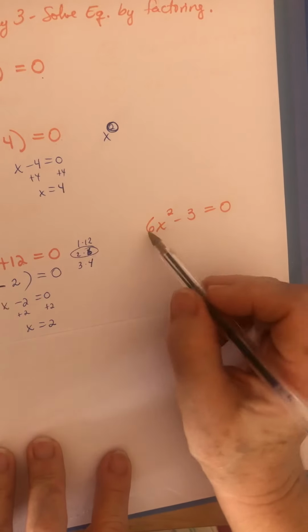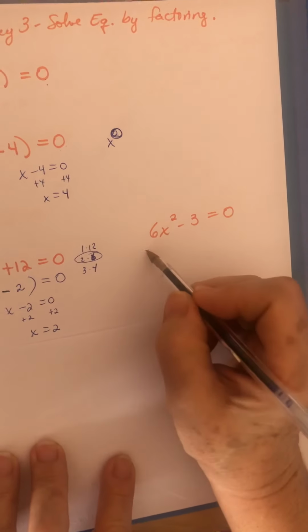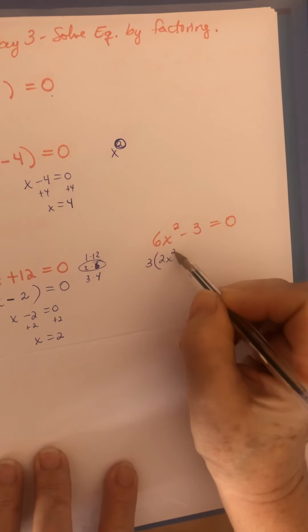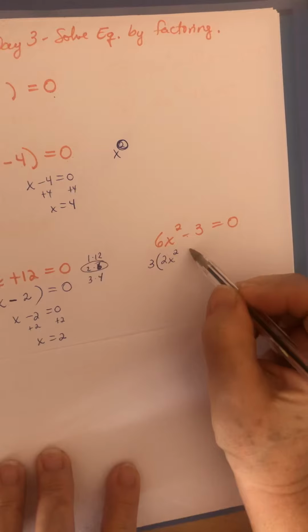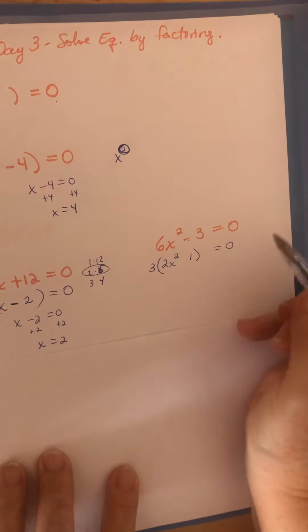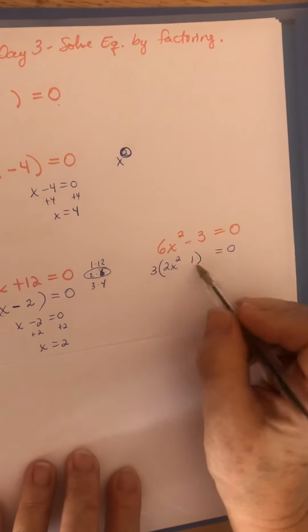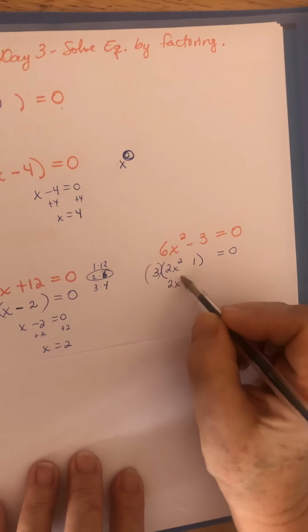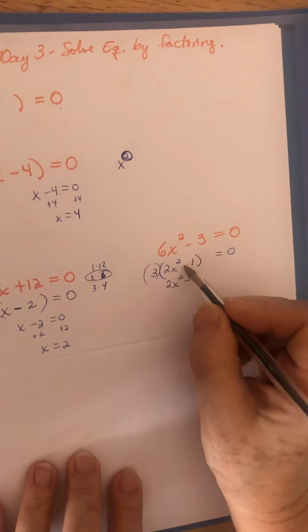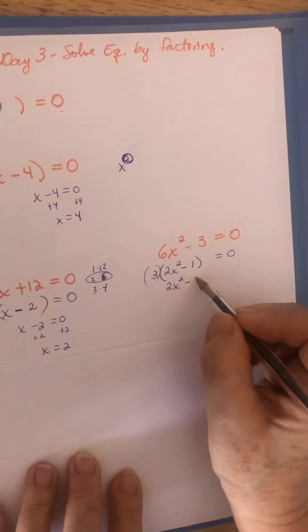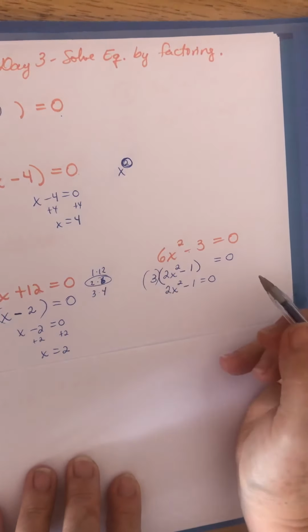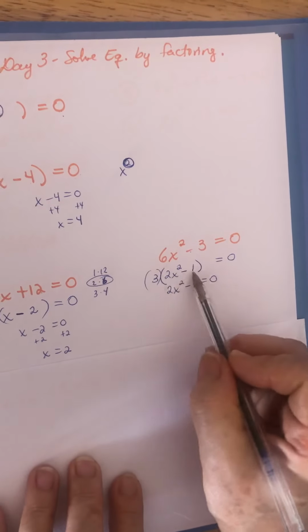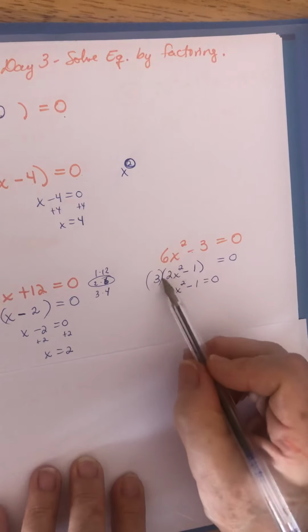Greatest common factor, which we learned first, is 3. Factor: 6 divided by 3 is 2x squared, minus 3 divided by 3 is 1, equals 0. So here I only have one parenthesis because this one is already just a 3. So we need to say this parenthesis has to equal 0. Oh, but you may be telling me, Mrs., that's a difference of 2 squares. No, 2 is not a perfect square.